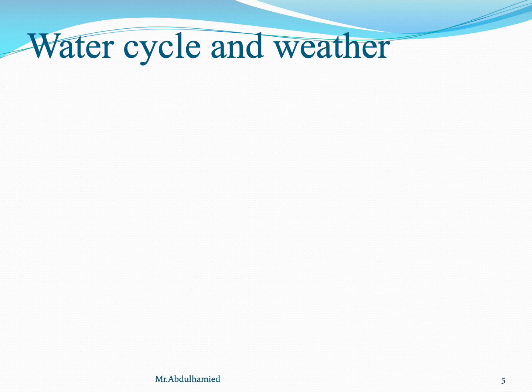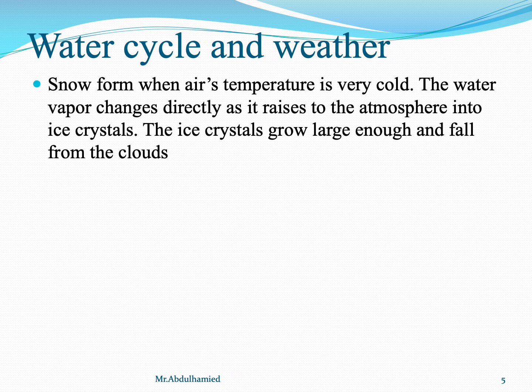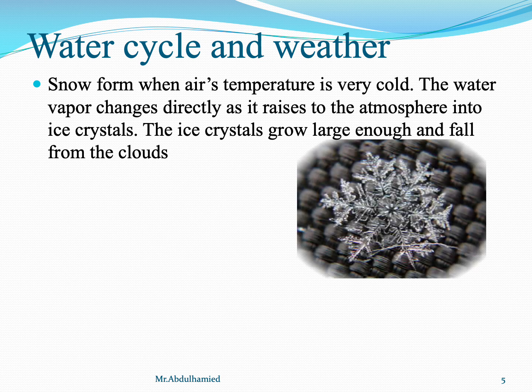So how can snow form? Snow forms when Earth's temperature is very cold. When the air temperature is very cold, the vapor will start to change its form to ice crystals. These ice crystals can grow larger and larger and fall from the clouds. And this is the snow crystal as seen under the microscope.